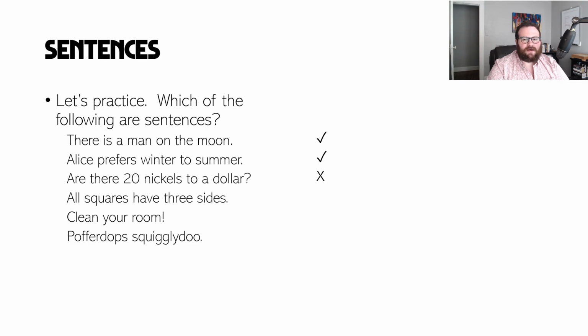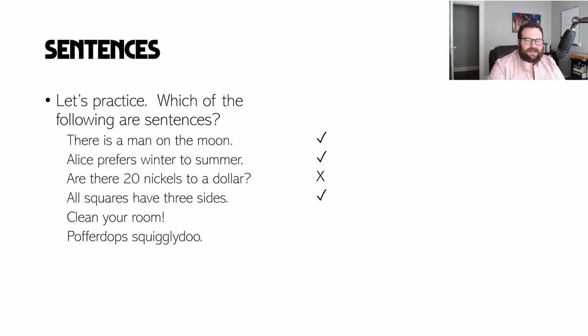What about the next one? All squares have 3 sides. Well, this one's odd, right? Because we know, out of necessity, all squares have to have 4 sides, which means it seems like it can never be true, right? It's an impossibility. So is it correct to say that this is a sentence? Well, yes. Because it can never be true, that means it's always false. And again, if a statement can be true or false, it gets to count. So even when you say things that are weird or obviously wrong, those still get to count as sentences.